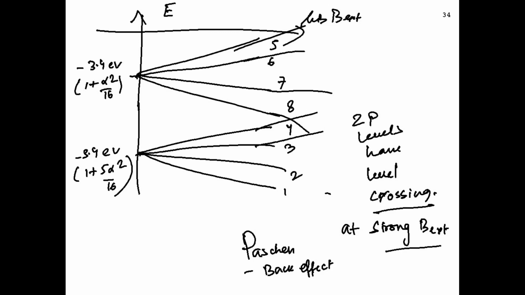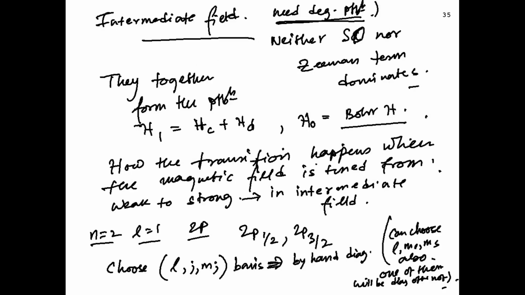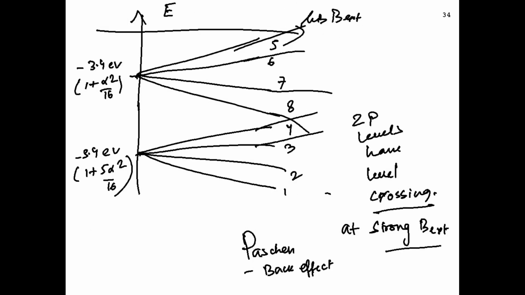Now let's look at the situation where these two fields are comparable, the intermediate field. We imagine a situation where B external is so strong that you can no longer treat it as a perturbation. So what happens under such a scenario, when B external is so strong that you cannot treat it as a perturbation? Let's look at that scenario.